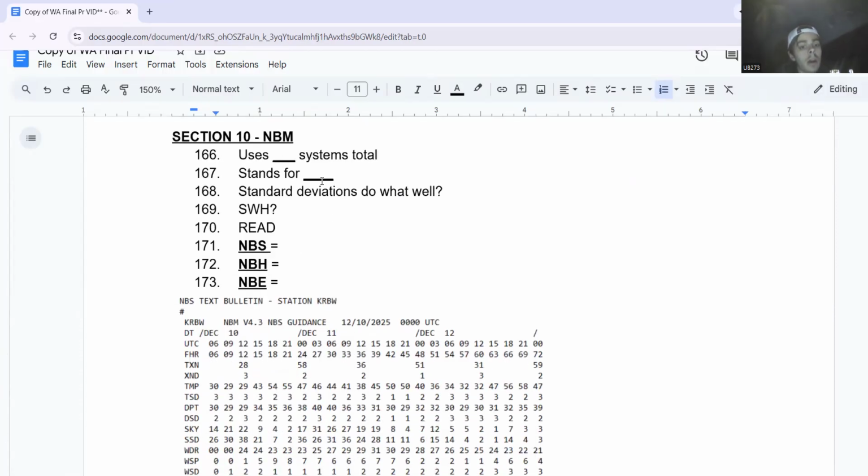Now NBM. All right. NBM is somewhat similar to MOS, but more updated and pretty much better. 31 systems total are used. It stands for National Blend of Models.